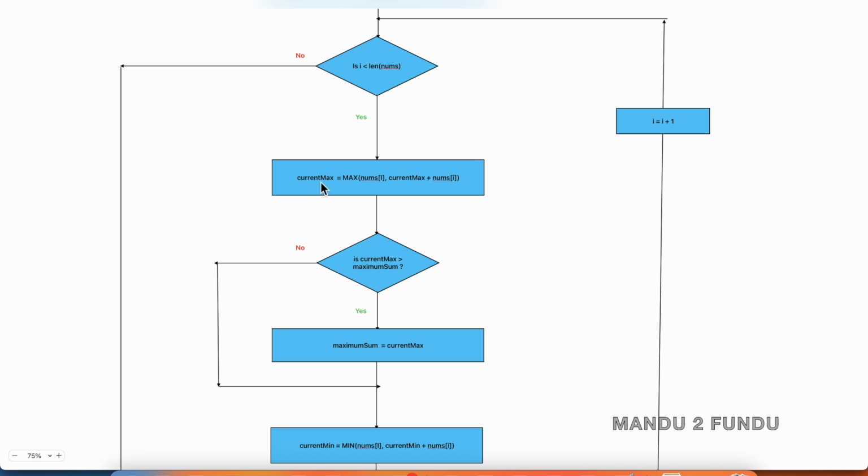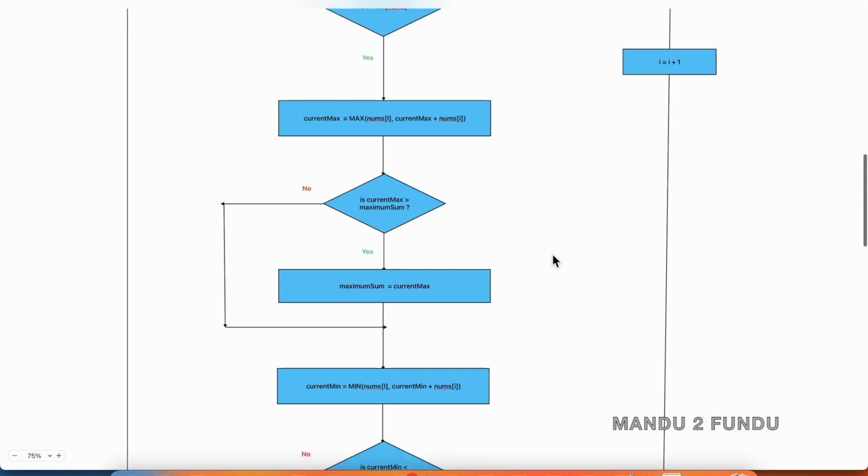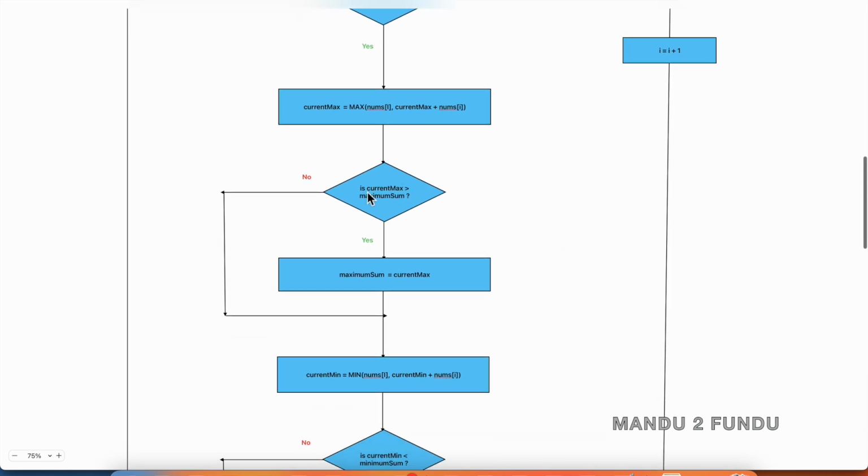Then we enter this for loop to process the input array, and in each iteration we compute the current max by comparing the current element at index i and the sum of the current max plus the current element at index i. Whichever is greater will be assigned to current max. Then the current max is compared with the maximum sum. If the current max is greater than the maximum sum, then the maximum sum will be updated.